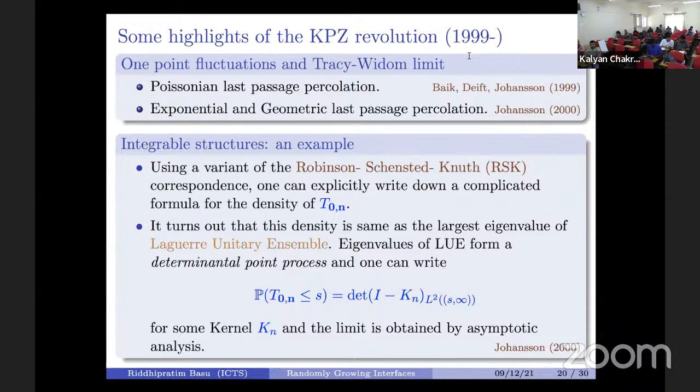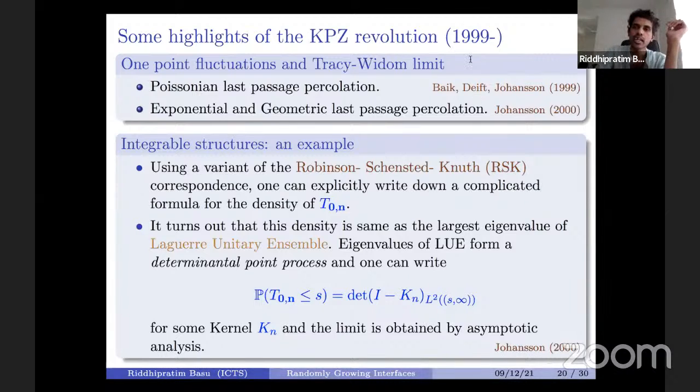So of course, this is such a huge literature. I cannot possibly cover even 10% of all the interesting things. So what I will try to do is restrict myself to the specific last passage percolation model. I should mention that last passage percolation is not nearly the only model in this KPZ world. There are many other models, but last passage percolation is one of the canonical zero temperature models, as I said. So what I'll describe over the next couple of slides are some of the main results in the last passage percolation world in the last 20-25 years.